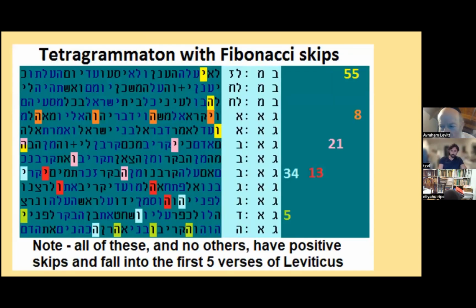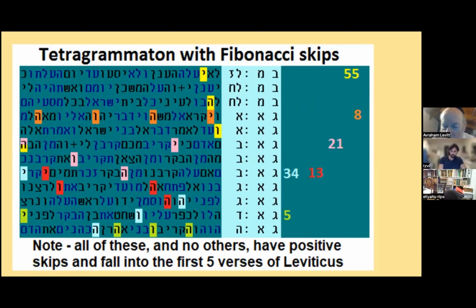This is the name of Hashem, Yod Kei Vav Kei, the Tetragrammaton. In yellow, it occurs at skip 55, and all the skips are listed on the right. These happen to be Fibonacci numbers, if you know what they are.